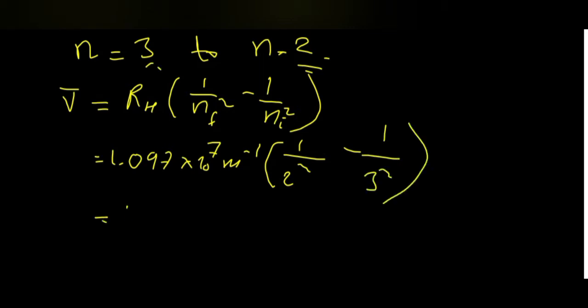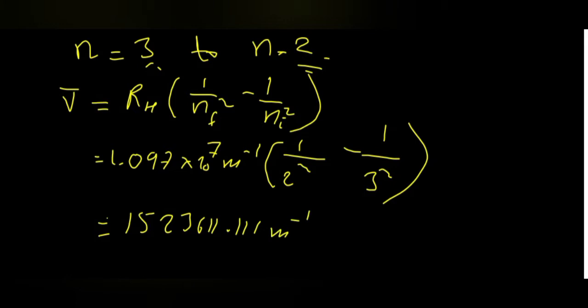Let me just multiply directly so that we don't waste a lot of space. You first get what is in the bracket, that is 1 over 4 minus 1 over 9, which is 5 over 36, and then multiply by 1.097 times 10 to the power 7. What I'm getting is 1523611.111 per meter.